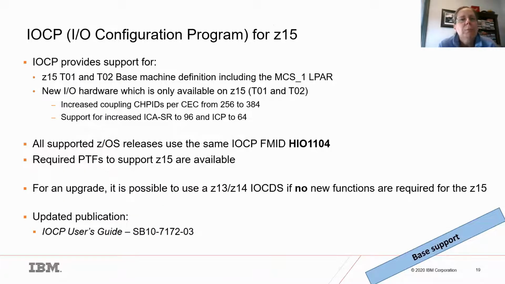For IOCP, we provided support in order to do the base machine definition, and this will also include the definition of the MCS1 LPAR, which helps with doing dynamic IO configuration on standalone coupling facilities. In IOCP, we also added support so that we could increase the coupling chip bits per CEC and also increase the number of coupling facility links that we could have.